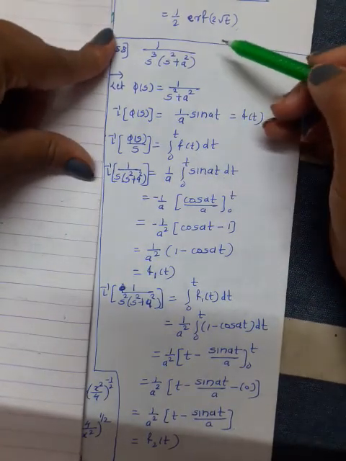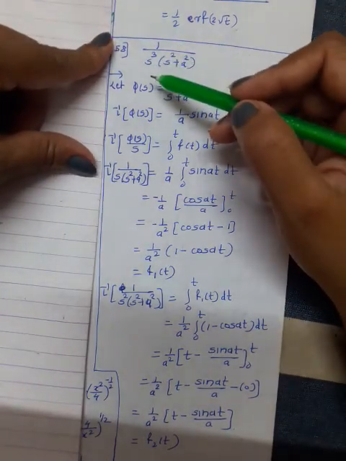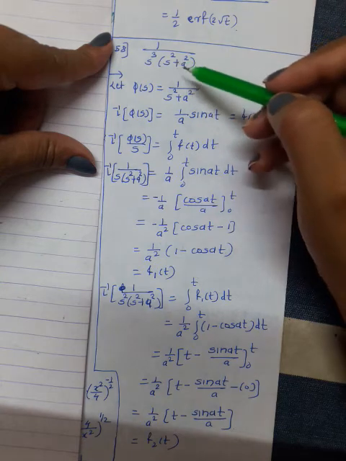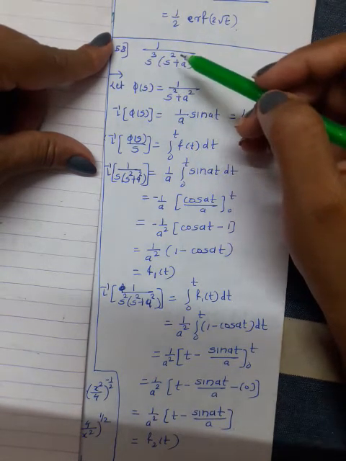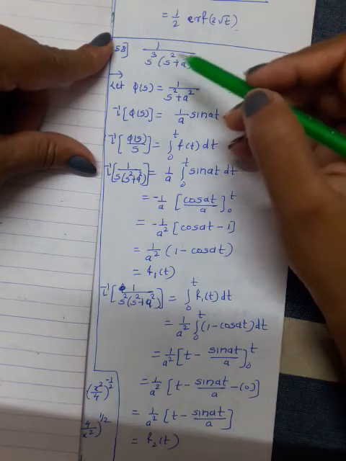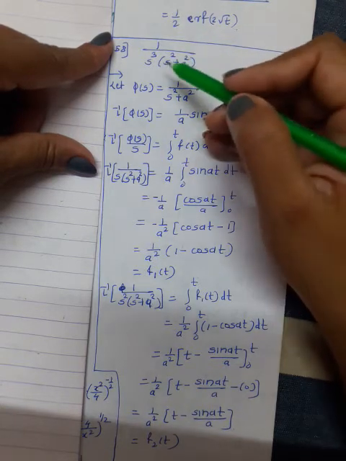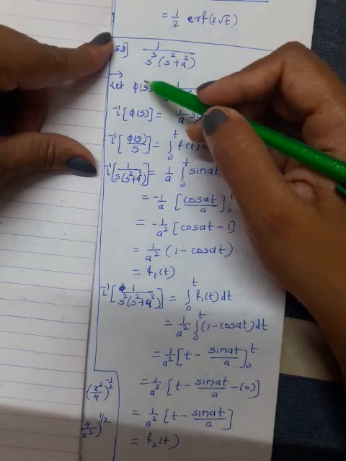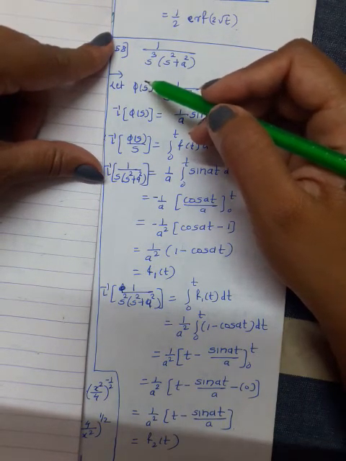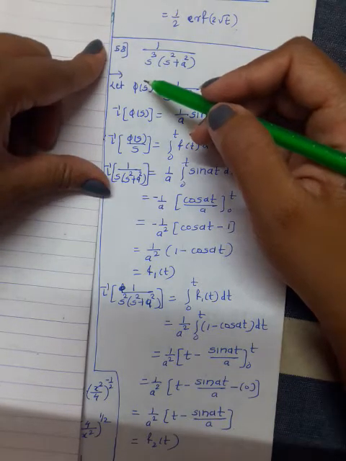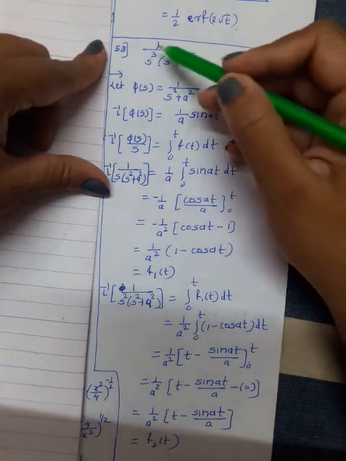Now consider the next one, 1 upon s cube times s square plus a square. We have studied phi of s division by s. We are learning the division by s property. Here division by s cube is there, that is 3 times division by s. That means we have to apply this formula 3 times, successively on this function.